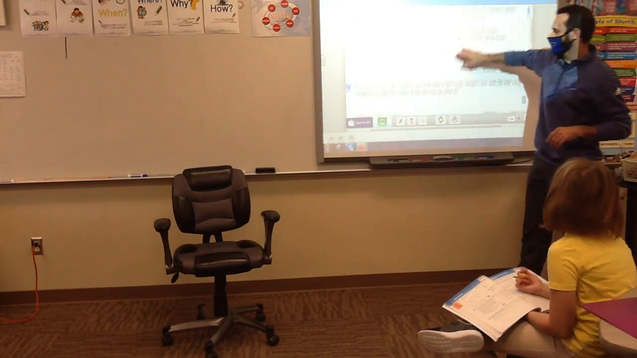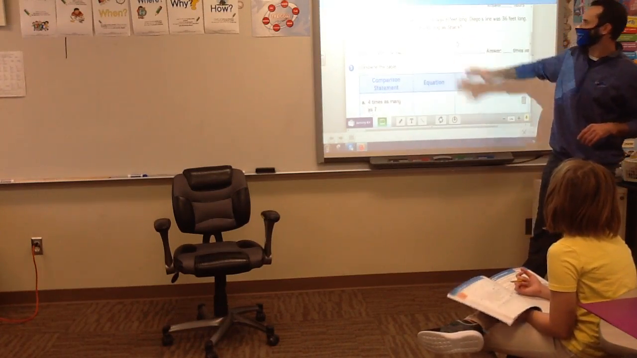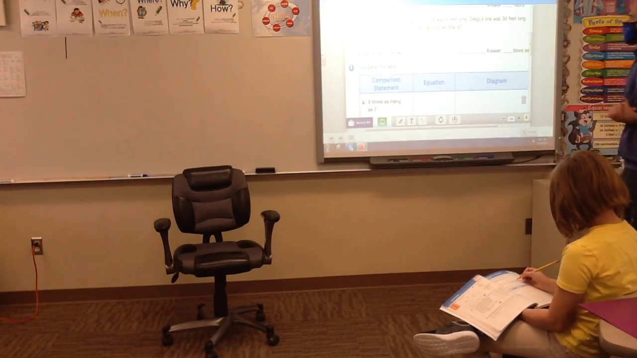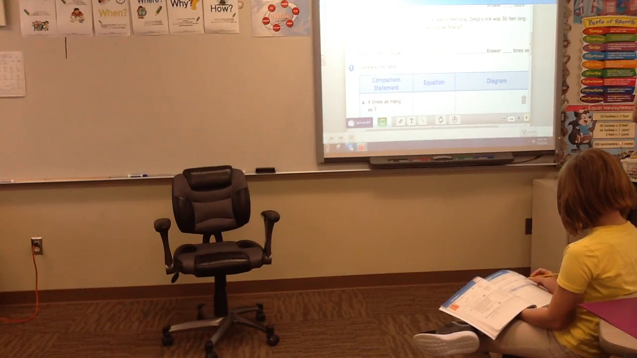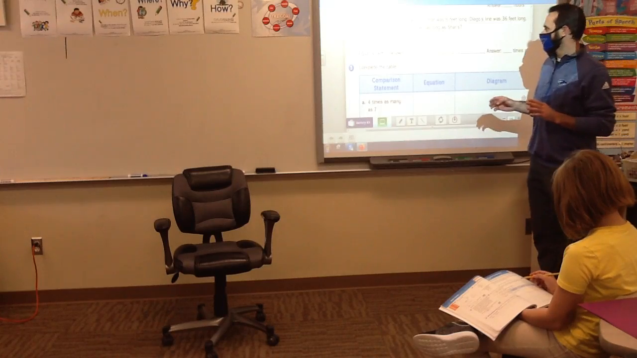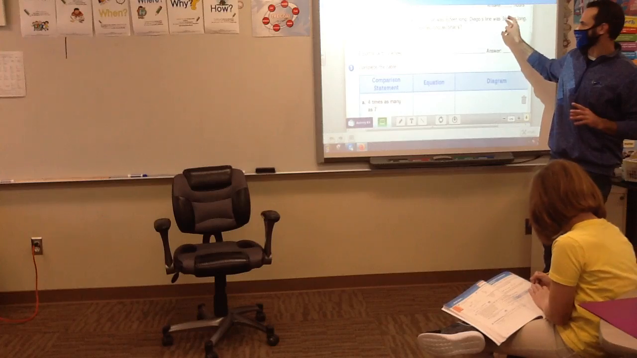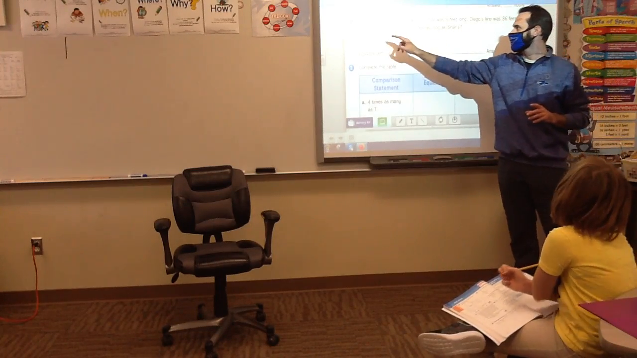Taking a look at number 2. Char used her chalk to draw a line that was 6 feet long. Diego's line was 36 feet long. So now we know what Char's is. We know what Diego's is. Here's where we're going to have to dissect it.